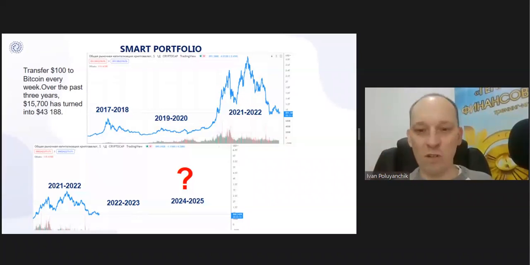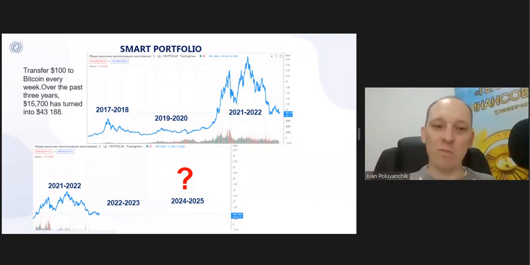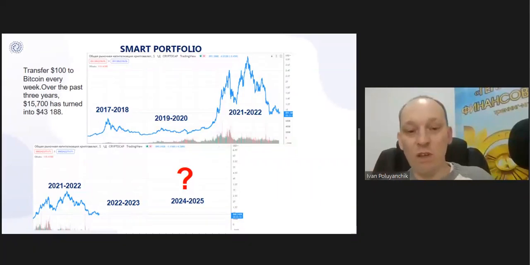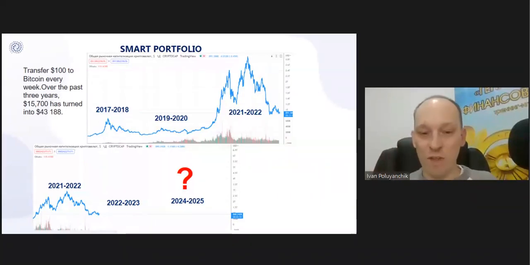I don't know when, maybe in 2024, 2025, or even later, but sooner or later, I know for sure that the Bitcoin price will be more than its price in 2022. But when it happens, I don't know. My prediction is that it would happen in 2024.